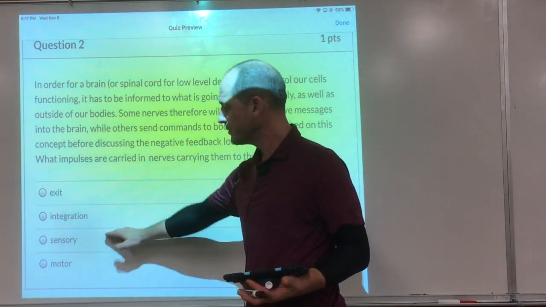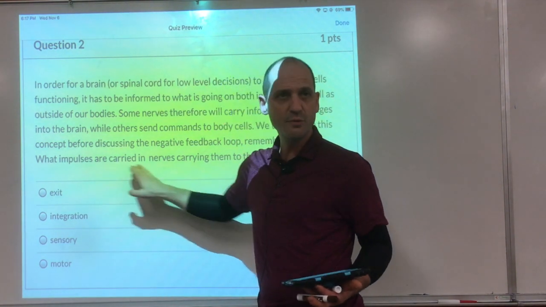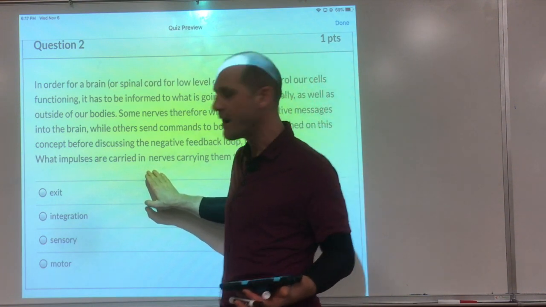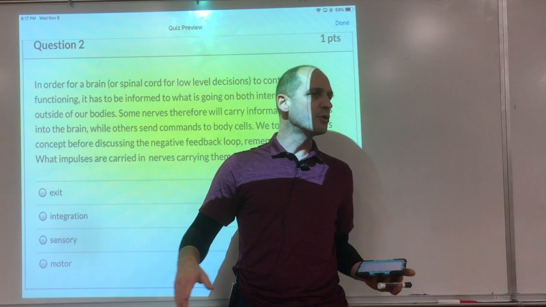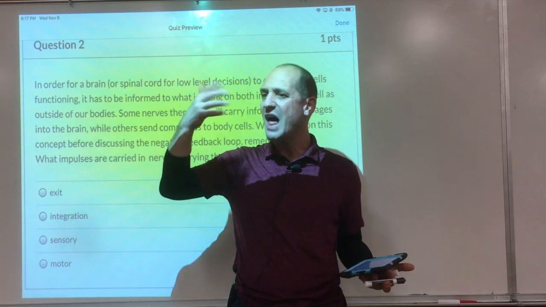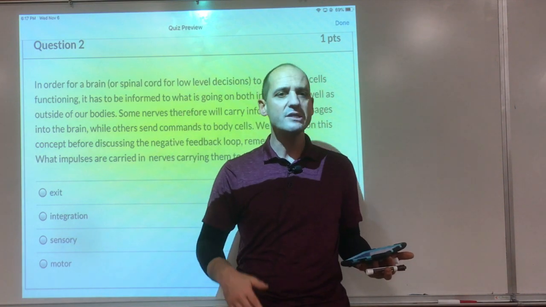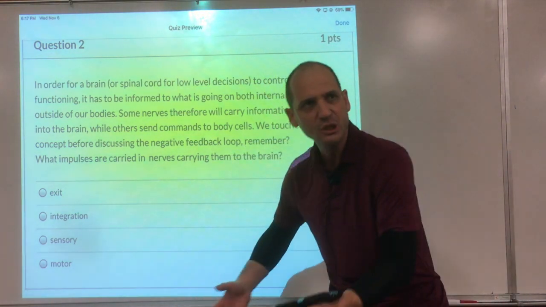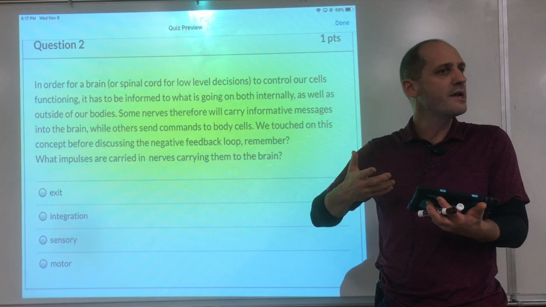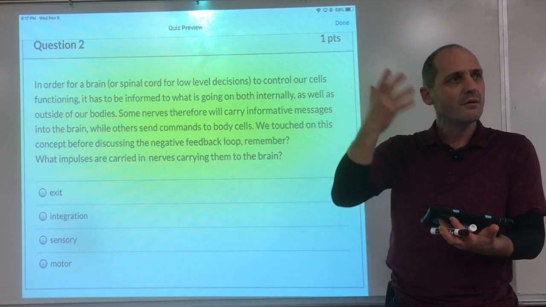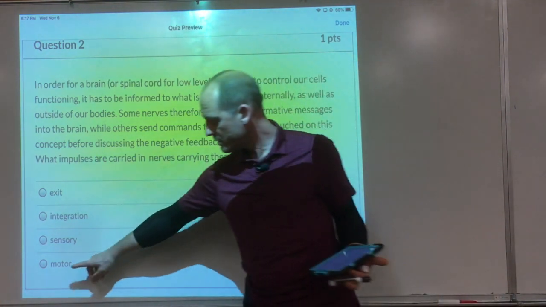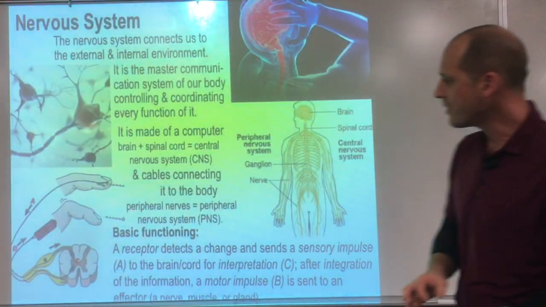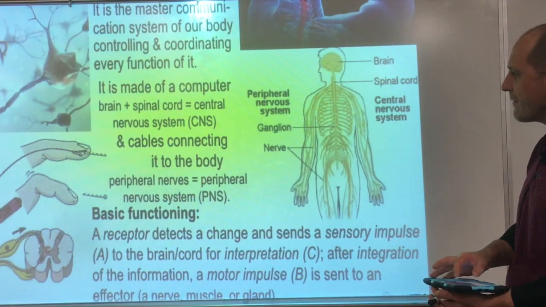From the body to the brain. Sensory. We sense. So you think that you're sensing something. You're sensing some light, some touch, some pain. That's the sensory nervous system bringing the information in, and then in the brain and spinal cord we integrate it, and then the motor sends the information back out. And that's basically our negative feedback loop that we have.